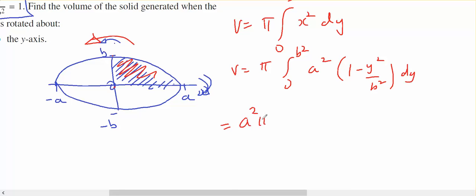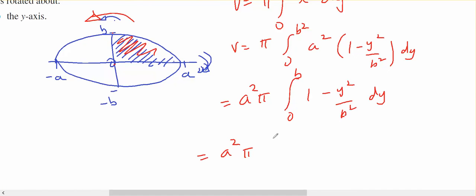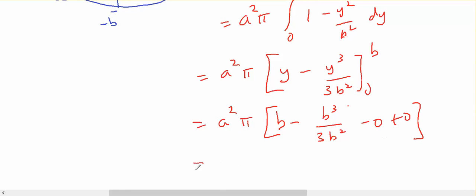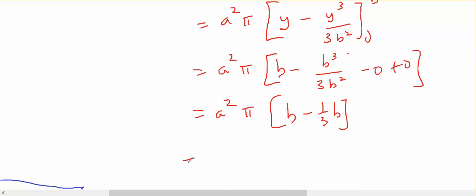which will equal a squared pi, the integral from 0 to b of 1 minus y squared on b squared dy, which will be a squared pi times y minus y cubed on 3b squared from 0 to b, which will be a squared pi times b minus b cubed on top of 3b squared, minus 0 plus 0, which is a squared pi times b minus 1/3 b, which will give you 2/3 b a squared pi units cubed.